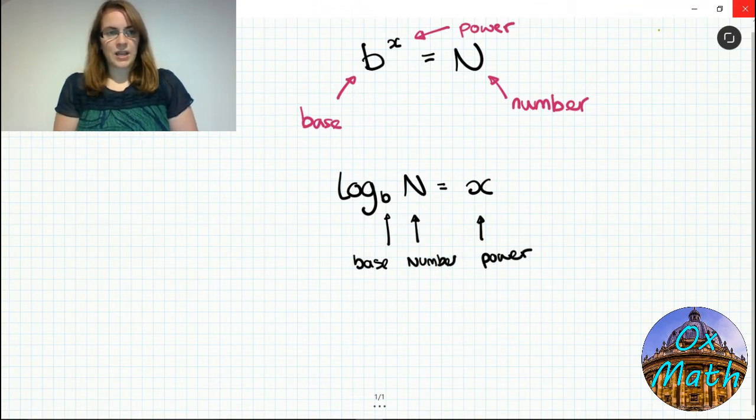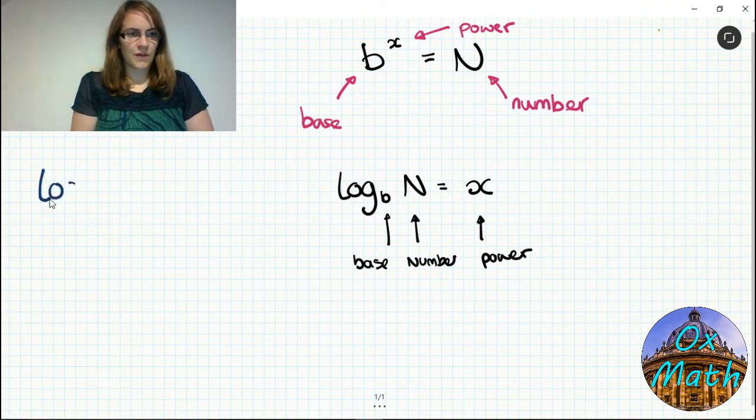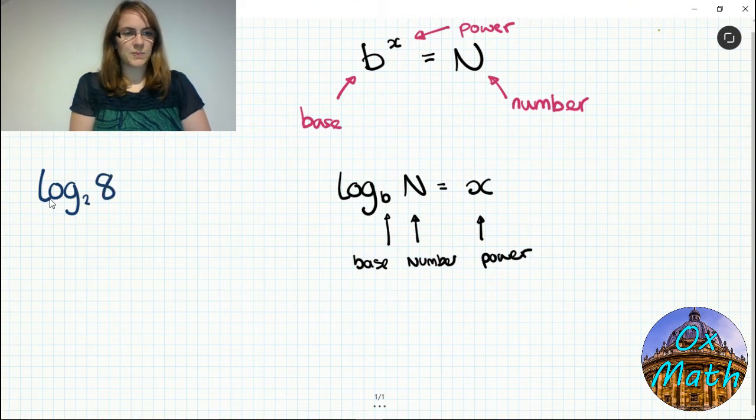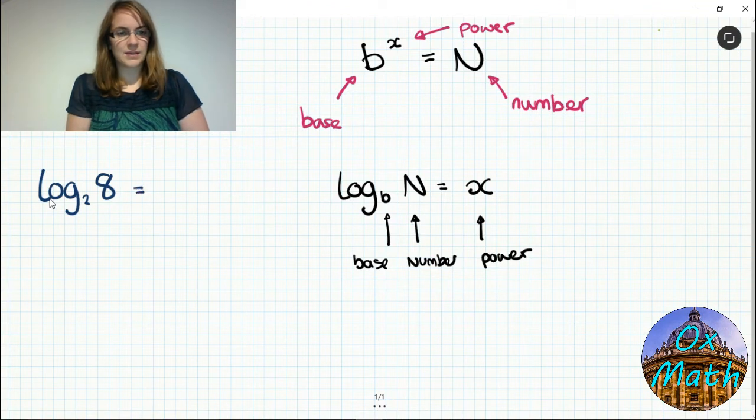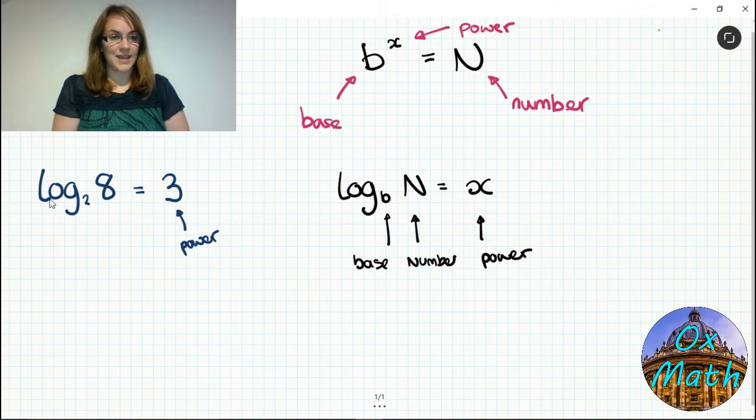So essentially a log is just a power. It is a way of rearranging an equation with a power to get the power as the subject, but a log is a power. So for example, if we were to write log base 2 of 8, the answer to this would be the power that goes with 2 to get the answer 8. So in this case, the answer would be 3, or the power would be 3. So you can see that all a log is doing is giving us the power. A log essentially is a power.